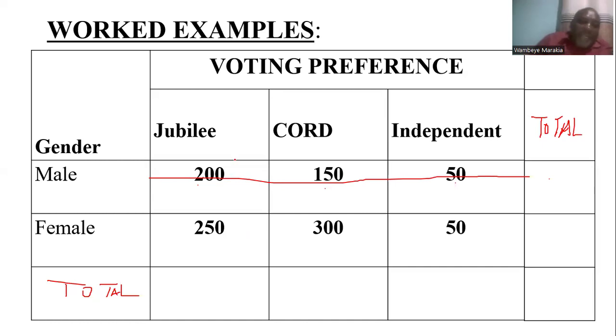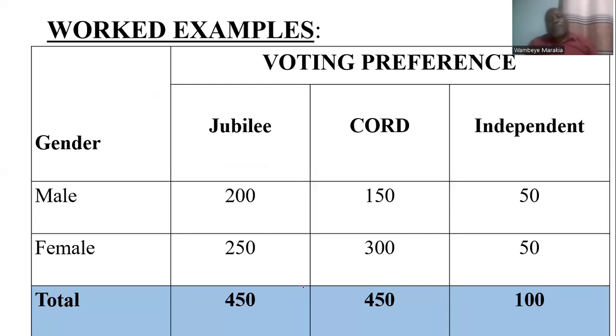And the total down there, we move down. So we have 200 plus 250, we get 450. 150 plus 300, we get 450. And 50 plus 50, we get 100. Those are marginal totals that are coming at the bottom level, the total for every voting preference.